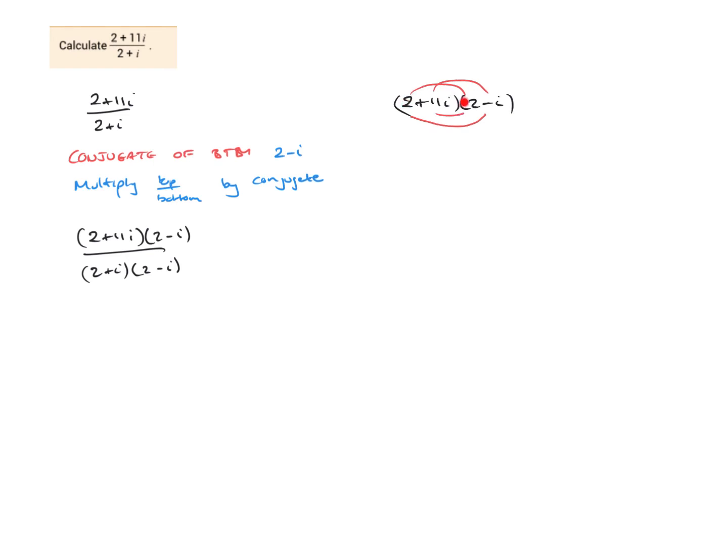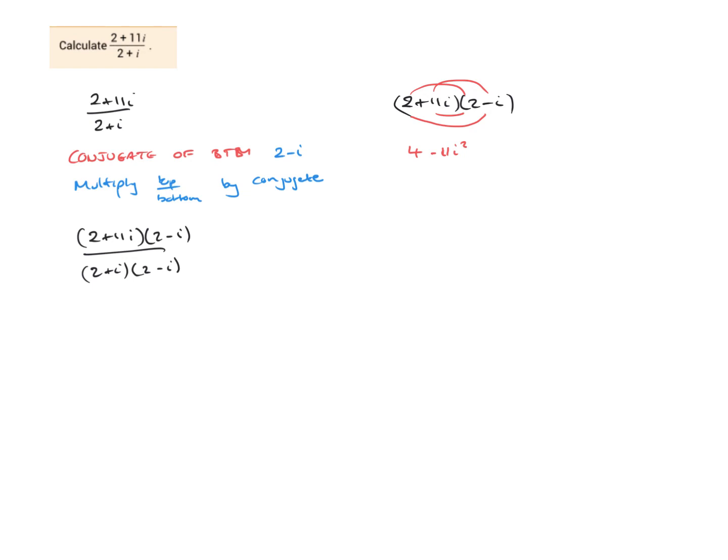And we're going to get this out. So I've got 2 multiplied by 2, which is 4. I then have 11i times minus i, which is minus, because the positive and the negative, minus 11i squared. So that's minus 11i squared.